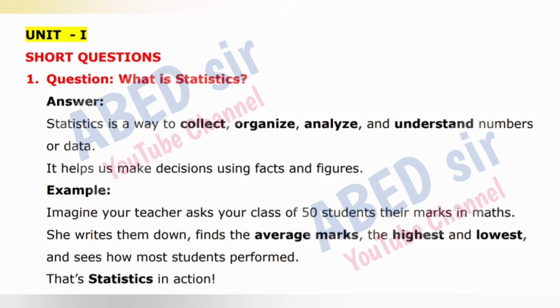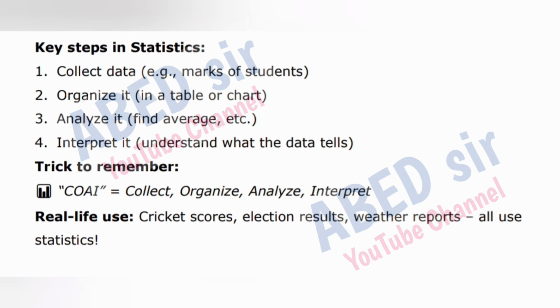That's statistics in action. Key steps in statistics. 1. Collect data, example, marks of students. 2. Organize it in a table or chart. 3. Analyze it, find average, etc. 4. Interpret it, understand what the data tells. Trick to remember: COAI is equal to collect, organize, analyze, interpret. Real-life use: cricket scores, election results, weather reports all use statistics.